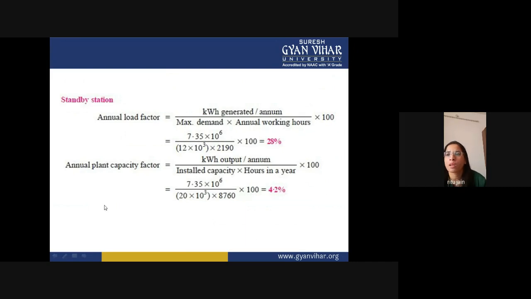Okay. Now, the annual plant capacity factor. The formula is average load divided by installed capacity. Average load can be written in terms of units. The installed capacity is 20 megawatt for the standby station, and it can be calculated by this formula. So the plant capacity factor is 4.2%.